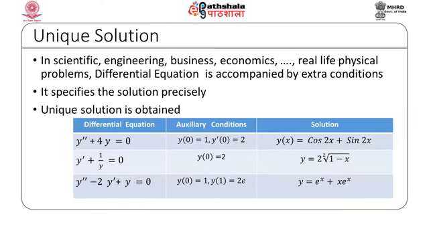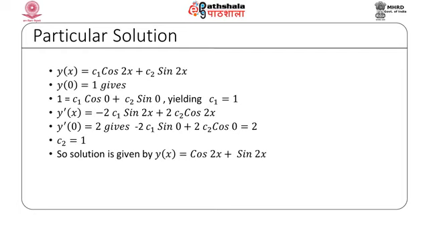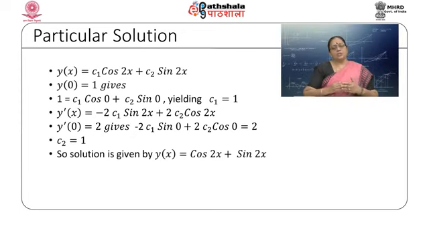For example, if we take the differential equation y double dash plus 4 y equal to 0, and if the conditions, see there are two constants, so we need two conditions, y(0) equal to 1 and the derivative y dash (0) equal to 2, then the particular solution of this equation is given by cos 2x plus sin 2x. Let us see how it is obtained. See, y is c1 cos 2x plus c2 sin 2x. Now, we want to determine the constants c1 and c2, and we are given two conditions, namely y(0) is equal to 1 and y dash (0) is equal to 2.